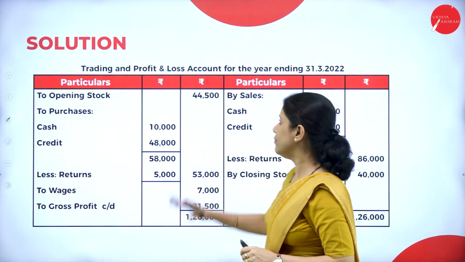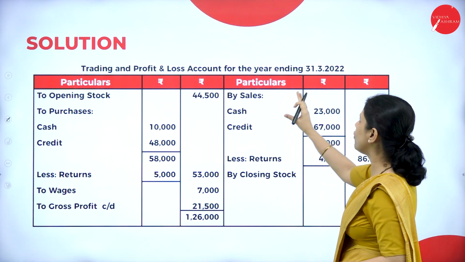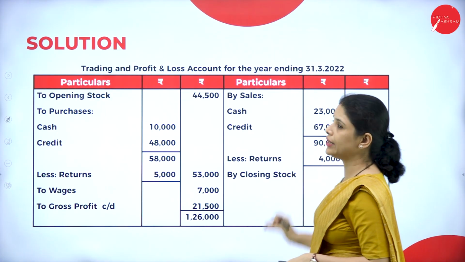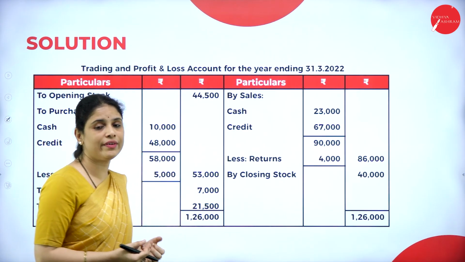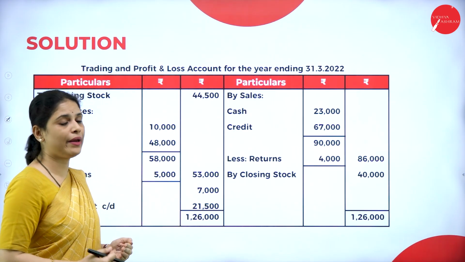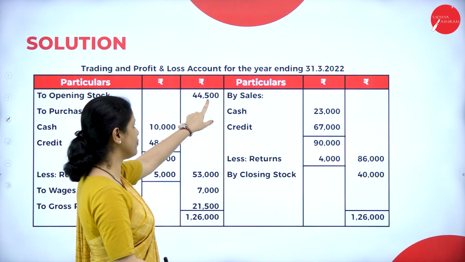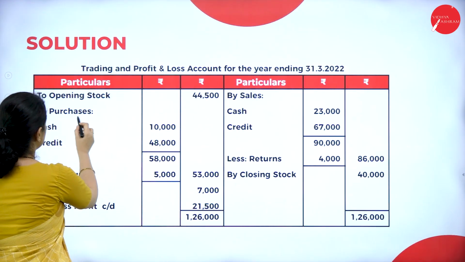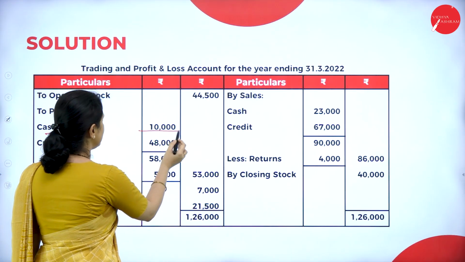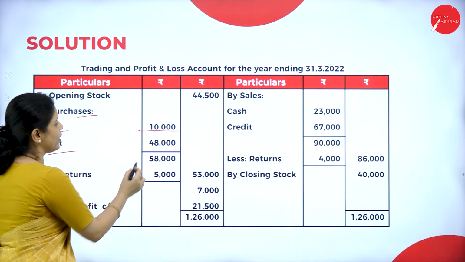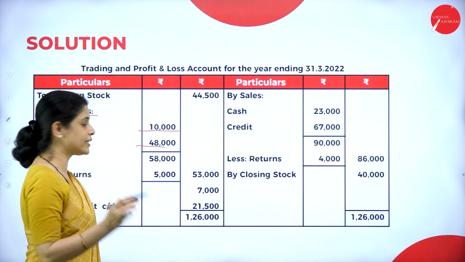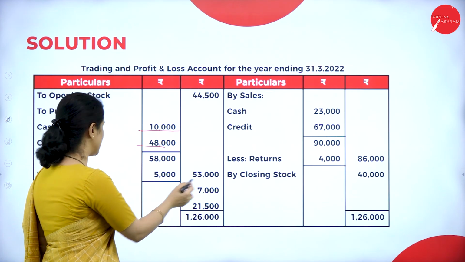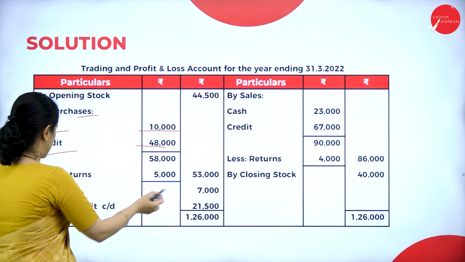Now what we'll do? We will prepare trading and profit and loss account for the year ending 31st/3/2022. So let us do this. Opening stock is not given. We calculated it by preparing the trading account. How much is that? 44,500. So here purchases, cash purchases 10,000, credit purchases 48,000, total will be 58,000. From that we will deduct the returns 5,000, it will be 53,000, and wages will be 7,000.